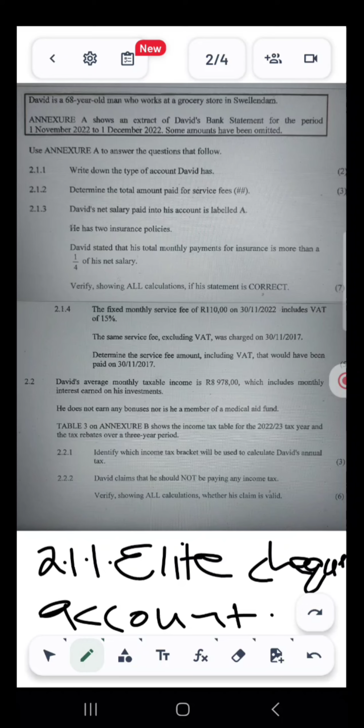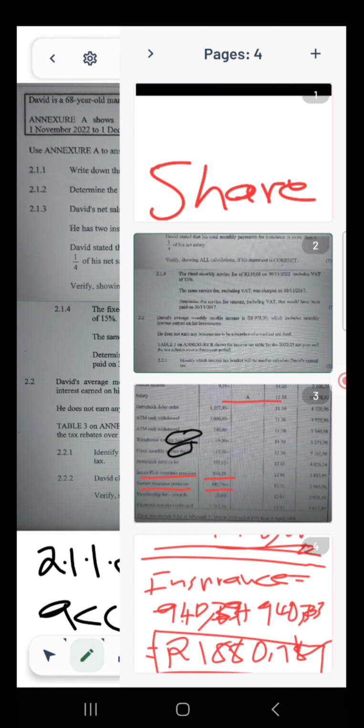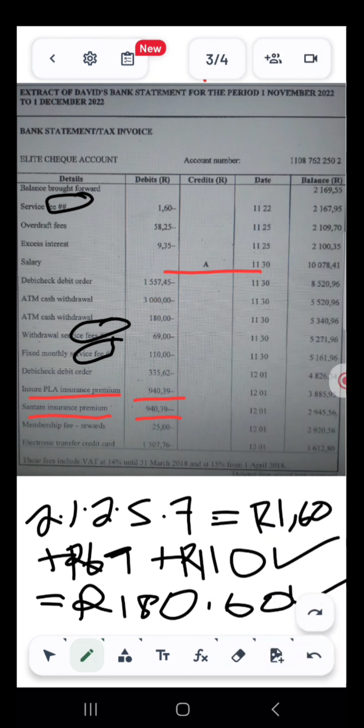Determine the service fee amount including VAT that would have been paid on 30 November 2017. Okay, let's go to the service fee. Where is that 110 rand, a fixed monthly service fee? So for the fixed monthly service fee, they say for the date of November it's 110. But my 110 has VAT inside. And they say our VAT is 15%. So they gave you that information. Now they say you must show that before adding VAT it was an amount, right?